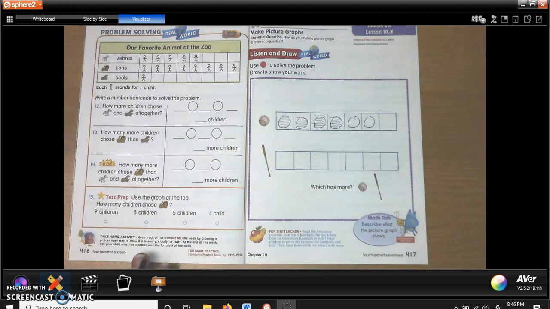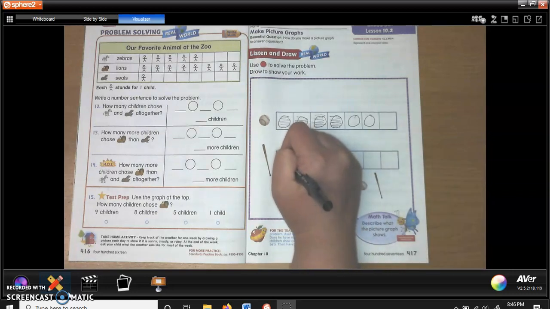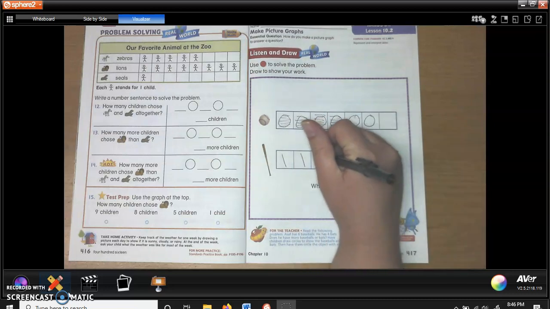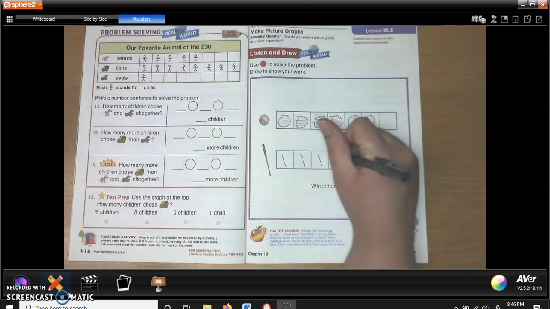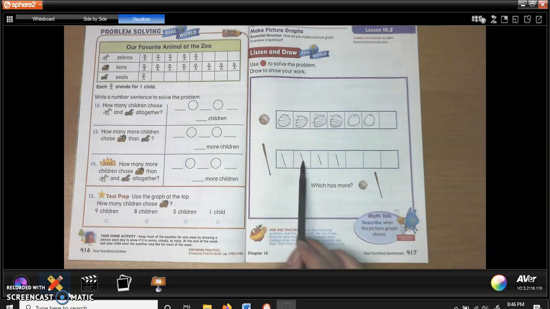So I have 6 baseballs. Now it says he has 4 bats. So I'm going to go ahead and I'm just going to draw a bat. I'm just going to put a line for a bat. You guys can take more time and draw a bat if you would like. Okay, so I have 6 baseballs and 4 bats.